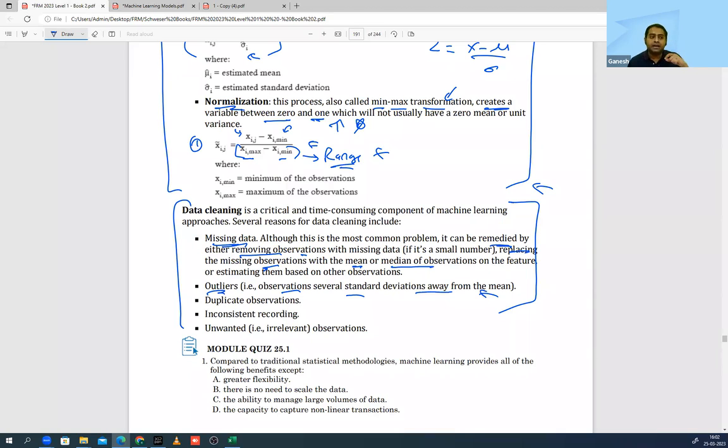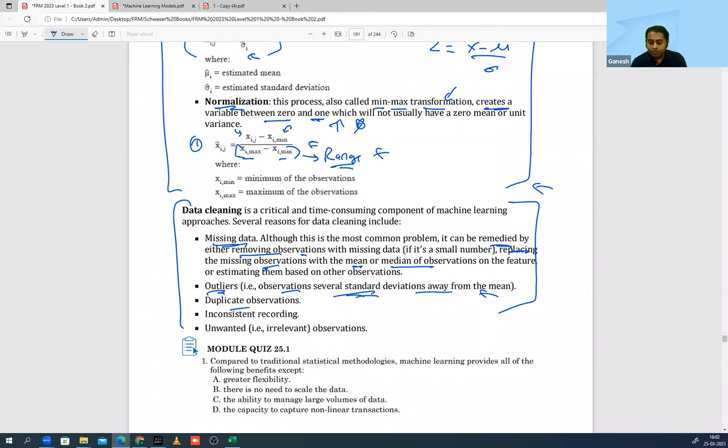So how do we decide which is an outlier? We will check the mean, and from the mean, if anything is about 2 standard deviations above, we'll remove it. That is one example. It is dependent upon you, how you want to do it: 1 standard deviation, 2 standard deviations, that way.